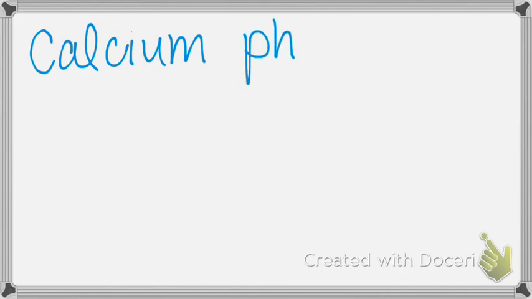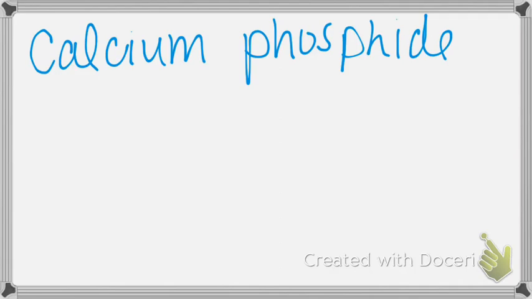So I want you to try some here. I want you to give me the formula for calcium phosphide. First thing is write them out as ions. Then you can balance charges or you can use crisscross. It doesn't matter.